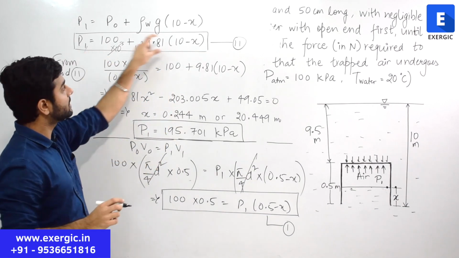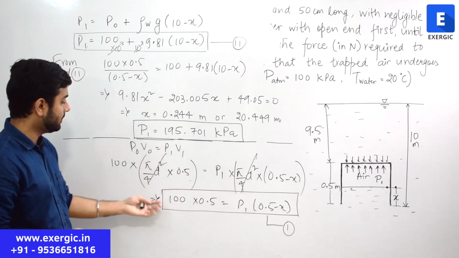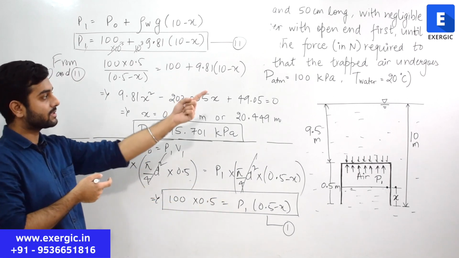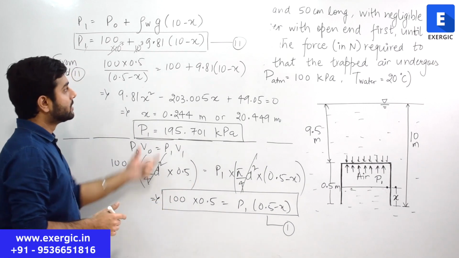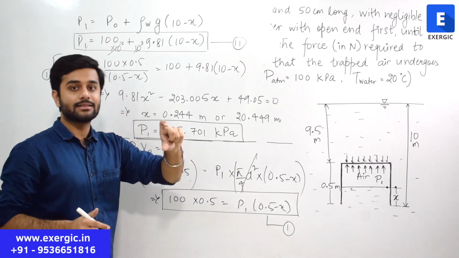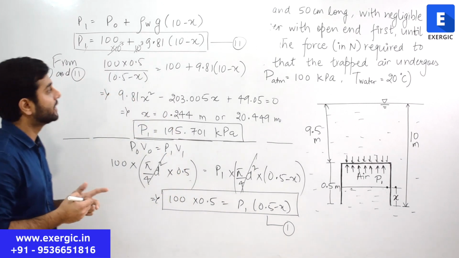Because this equation is written in terms of kilopascal. This equation is also in terms of kilopascal. 100 we have used directly, kilopascal we have used directly. So here also pressure will be in kilopascal, right? So remember this, that whenever we get the answer, it will be in kilopascal. It is possible to make these small mistakes in units.